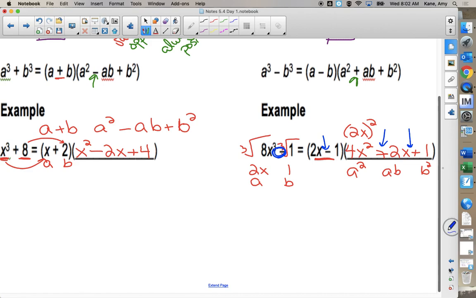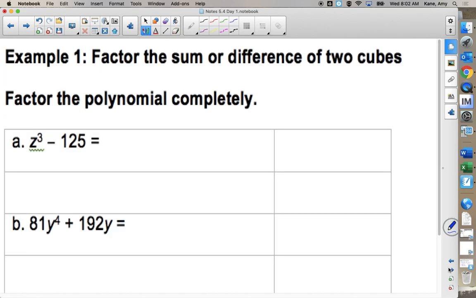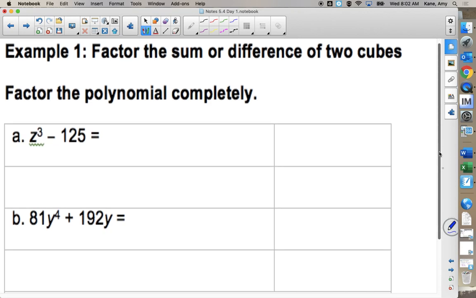So there are a couple examples underneath trying to use this. The directions say to factor completely using the sum or difference of two cubes. So the first thing we have to think about is what would the perfect cube be? Because we're now using cube roots. So we have z cubed, so we're taking the cube root of each of them. Gavin, the cube root of z cubed is just z, and the cube root of 125 is 5. So those are my A and B values.